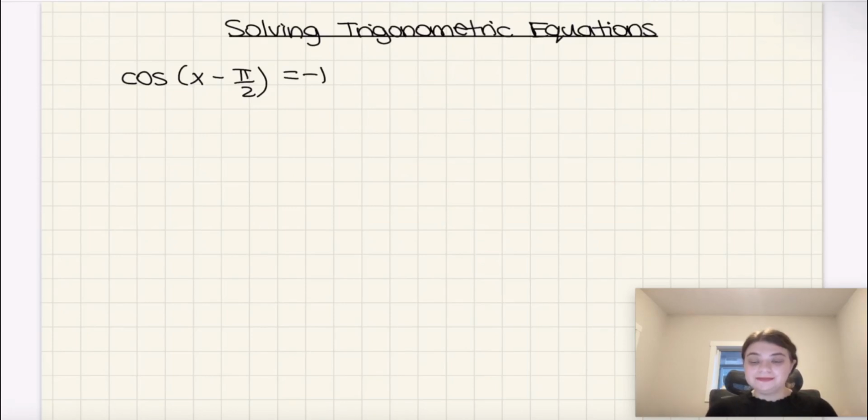Welcome back, everyone. Today we are going to be solving this trigonometric equation. It's cosine of x minus pi over 2 is equal to -1.